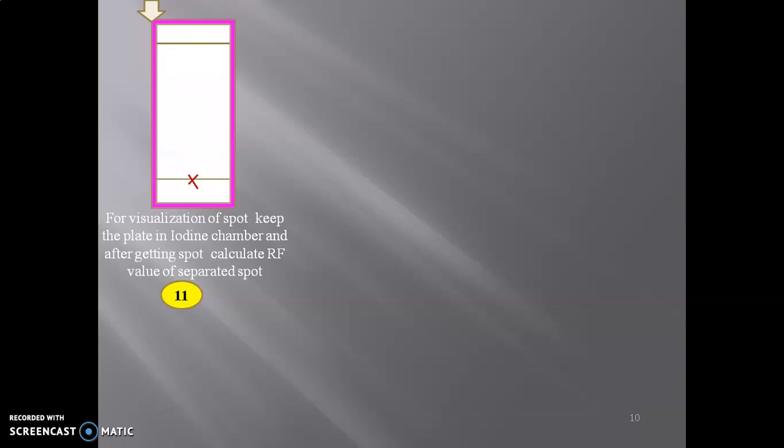Then the next step is visualization of the spots. If colored spots appear on the TLC plate, then you can directly perform the qualitative analysis by determination of the RF value. But if the spots are not visible on the TLC plate, then you have to keep the plate in an iodine chamber till the spots appear, and once the spots are visualized, remove the plate from the iodine chamber and perform the evaluation.